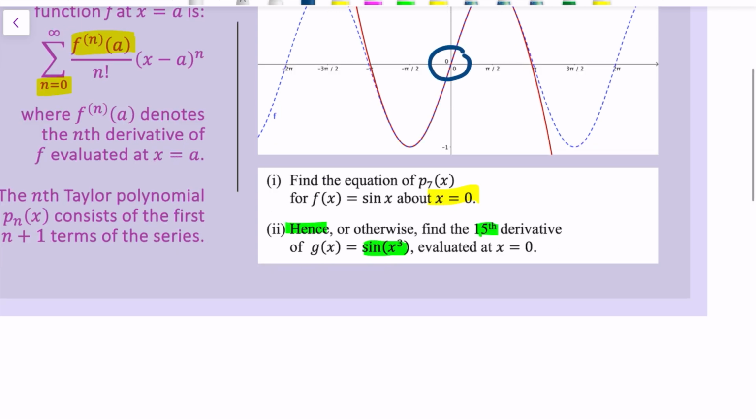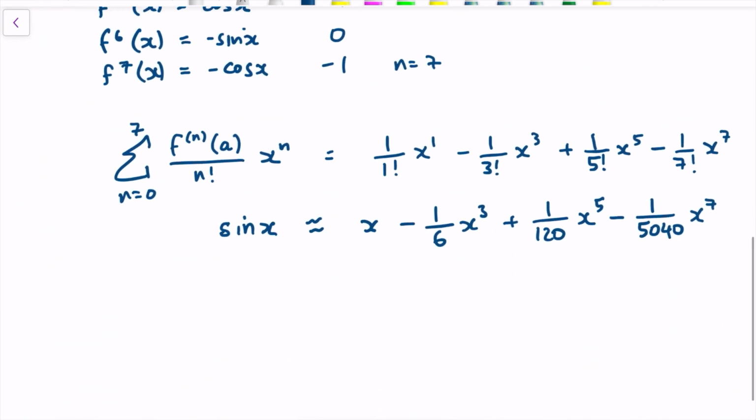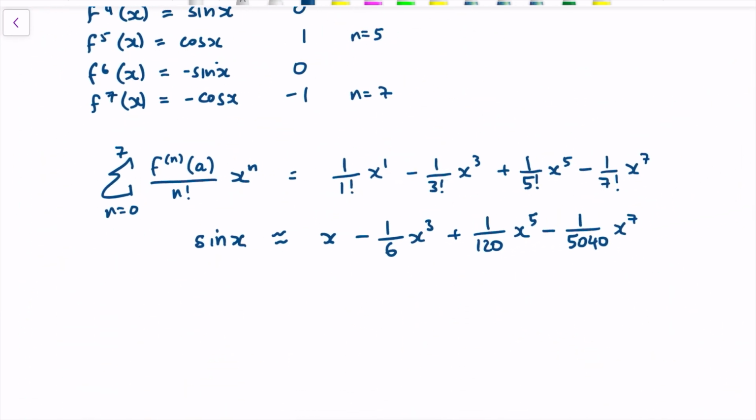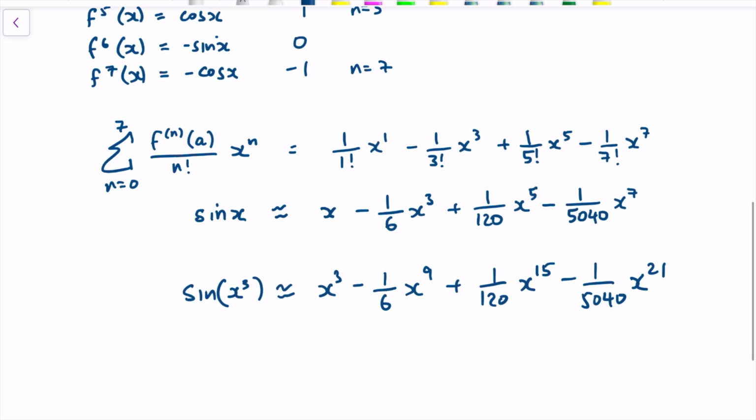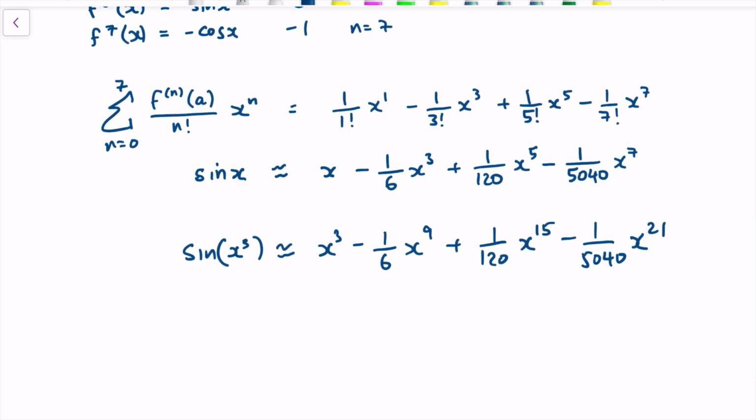So for sine of x cubed, we just use the sine of x function, and we replace x with x cubed. So sine of x cubed is going to be approximately x cubed minus 1/6 of x to the 9, because x will be x cubed and we're cubing it, plus 1 over 120 x to the 15 minus 1 over 40 x to the 21. Okay, now what happens when we differentiate this 15 times?